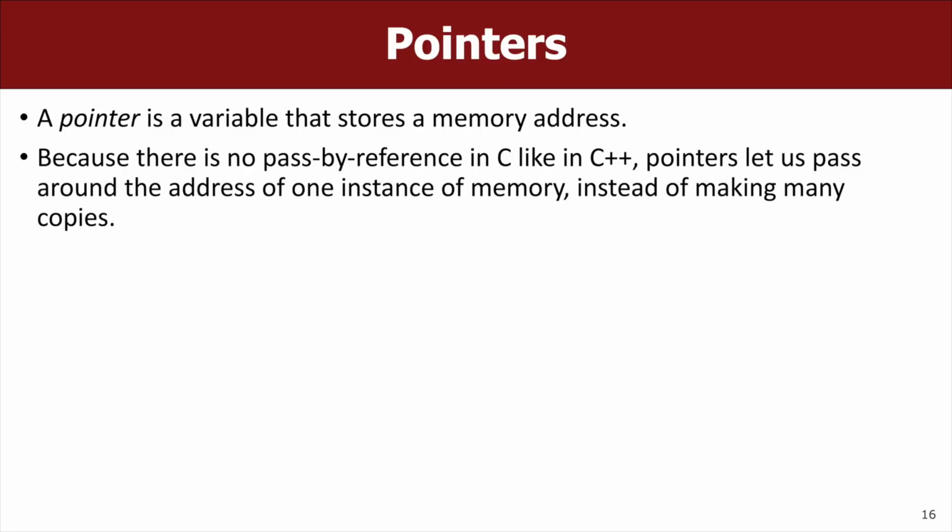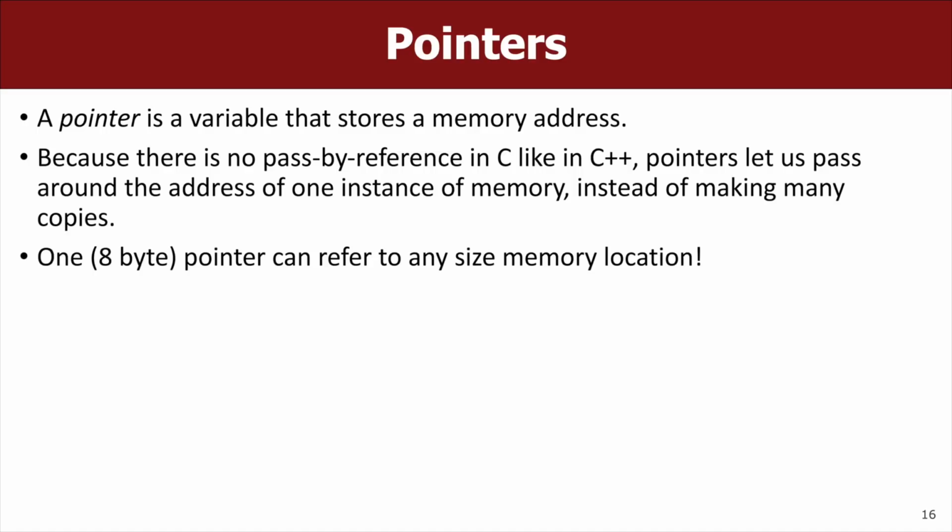And because there's no pass by reference in C, like in C++, pointers let us pass around the address of one instance of memory instead of making many copies. What this means is, for example, if we allocate an array in one function, when we pass that array as a parameter, C will always pass a pointer to the first element of that array to save space. The cool thing about this is that this means one pointer, which is 8 bytes, can refer to any size memory location, which is pretty cool.